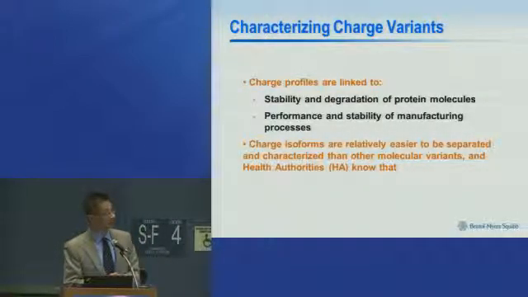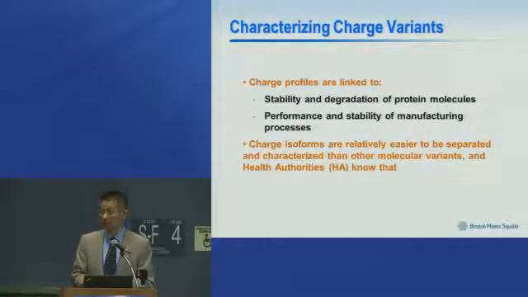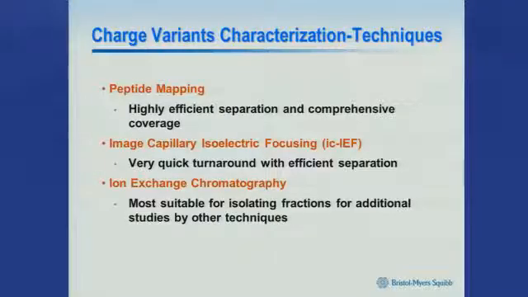Another reason that everybody has to put a lot of effort to do this kind of work is health authorities. They knew it. Among all those different isoforms, charge isoforms are easiest to isolate and characterize. They're hydrophobic variants. There are like conformational difference. Those are much more difficult to deal with. So for charge isoform characterization, you have orthogonal techniques, which is important for the biological drug characterization.